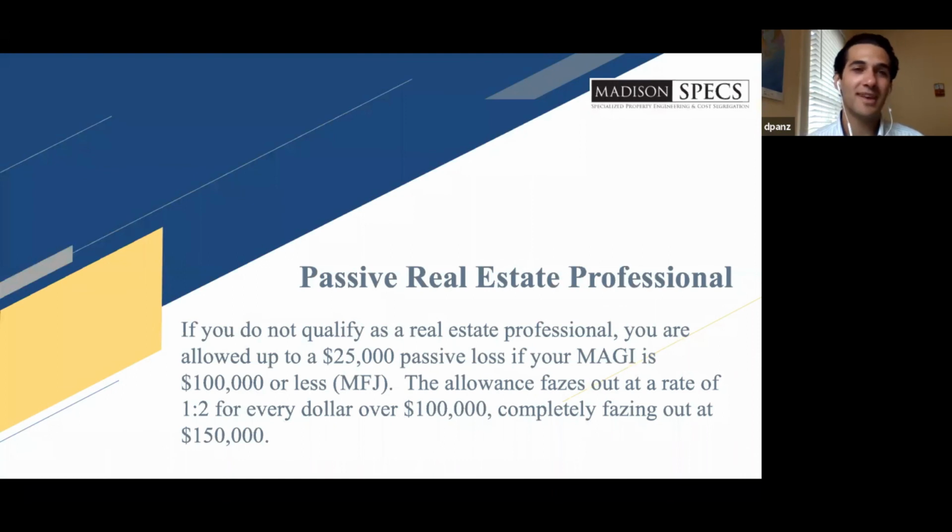So if you're passive real estate, you can use the passive losses against other passive income, so one property to another. But yeah, if you do not qualify as a real estate professional, you're allowed up to $25,000 in passive losses if your modified adjusted gross income is 100K or less, and then that phases out the more you make.